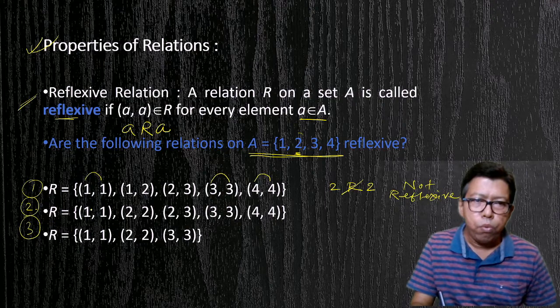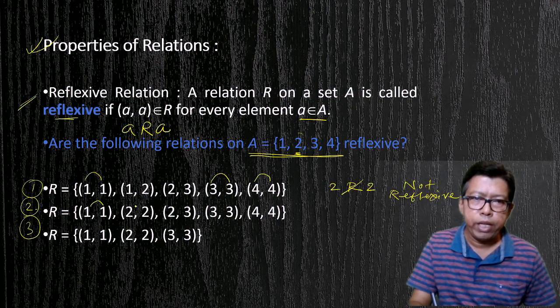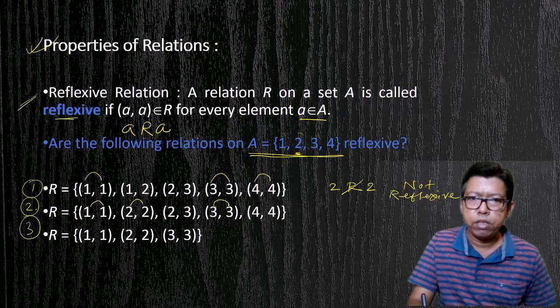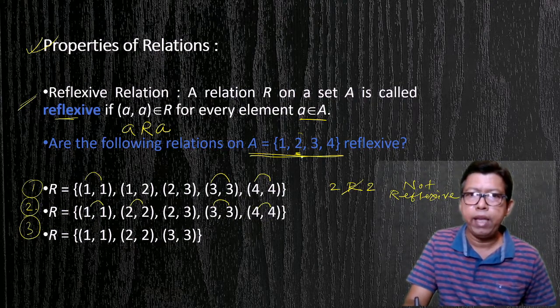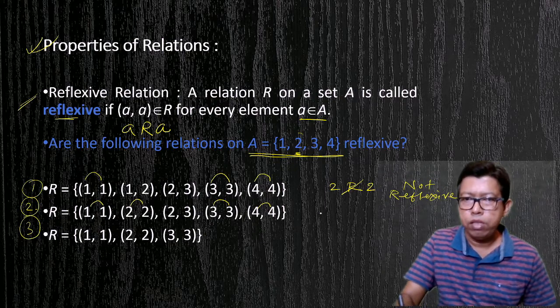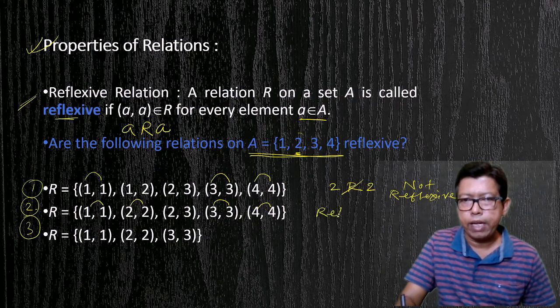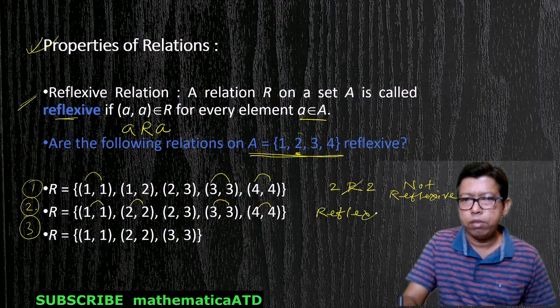Second one, 1 is related with 1. Okay, fine. 2 is related with 2. This is also correct. 3 is related with 3, and 4 is also related with 4. All the elements of A are related with themselves, so this is a reflexive relation. Second example is reflexive.